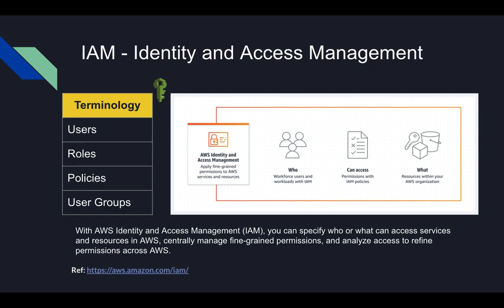Let us say I want access to S3, so I'll write a policy for accessing S3, and that policy will be attached either to the user or to the role. If you attach it to the user, the user will gain the access. But if you attach it to a role, the role attached to the service will gain that particular access. And a user group, as the name says, is a group to which users can be added, and a policy can be attached to the group.